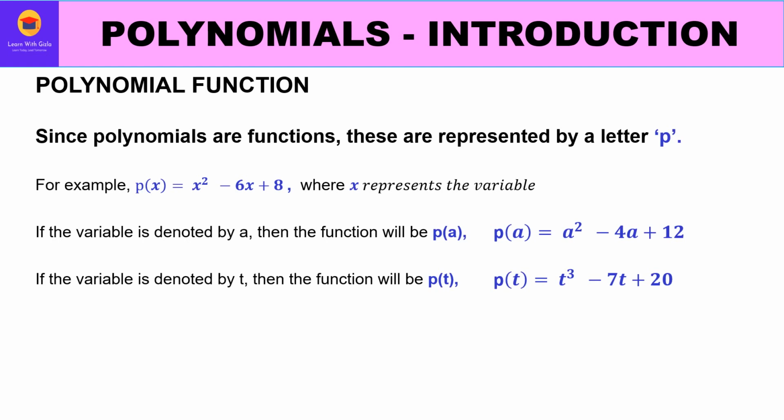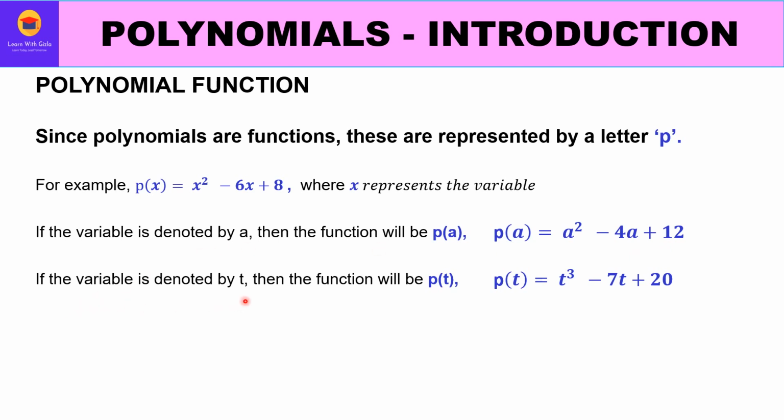Now comes the polynomial function. Since polynomials are functions, these are represented by the letter P. Suppose this polynomial is in one variable, say x square minus 6x plus 8, where x represents the variable used here. So over here we can say the polynomial is a function of x. Similarly, if we denote the variable by a, the polynomial is a function of a, where we will say P(a) is equal to a square minus 4a plus 12.